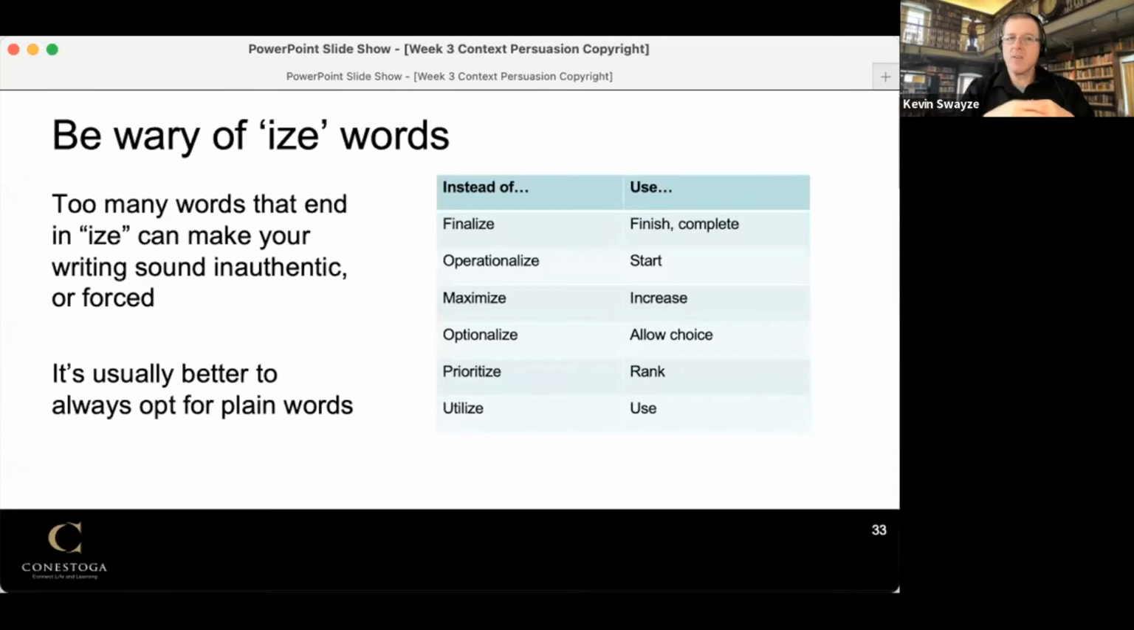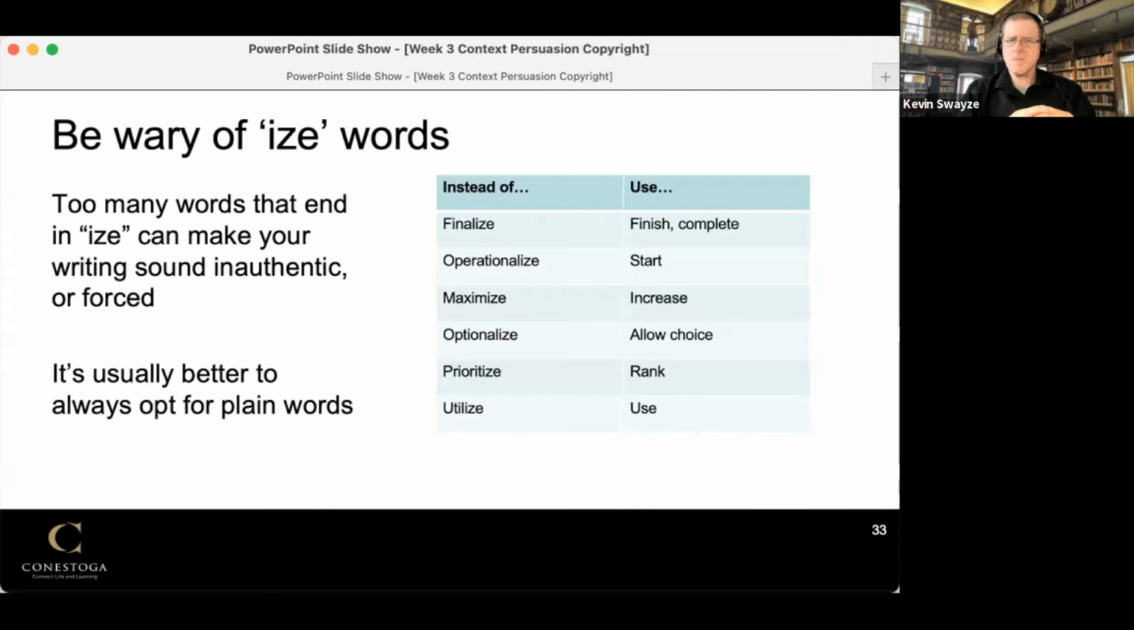So instead of finalize, use finish or complete. Operationalize, that's six syllables. Use start, 1 syllable. Maximize, 3 syllables. Increase, 2.